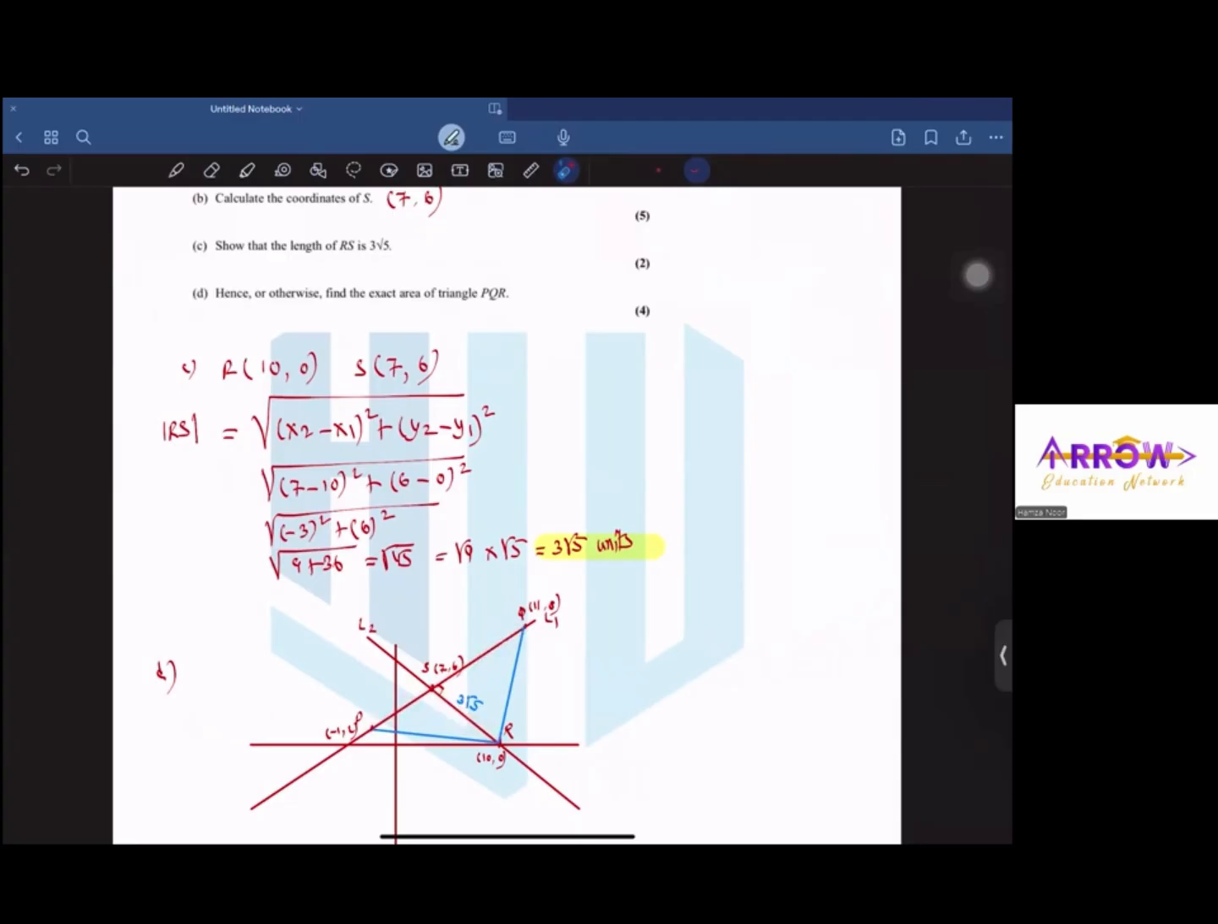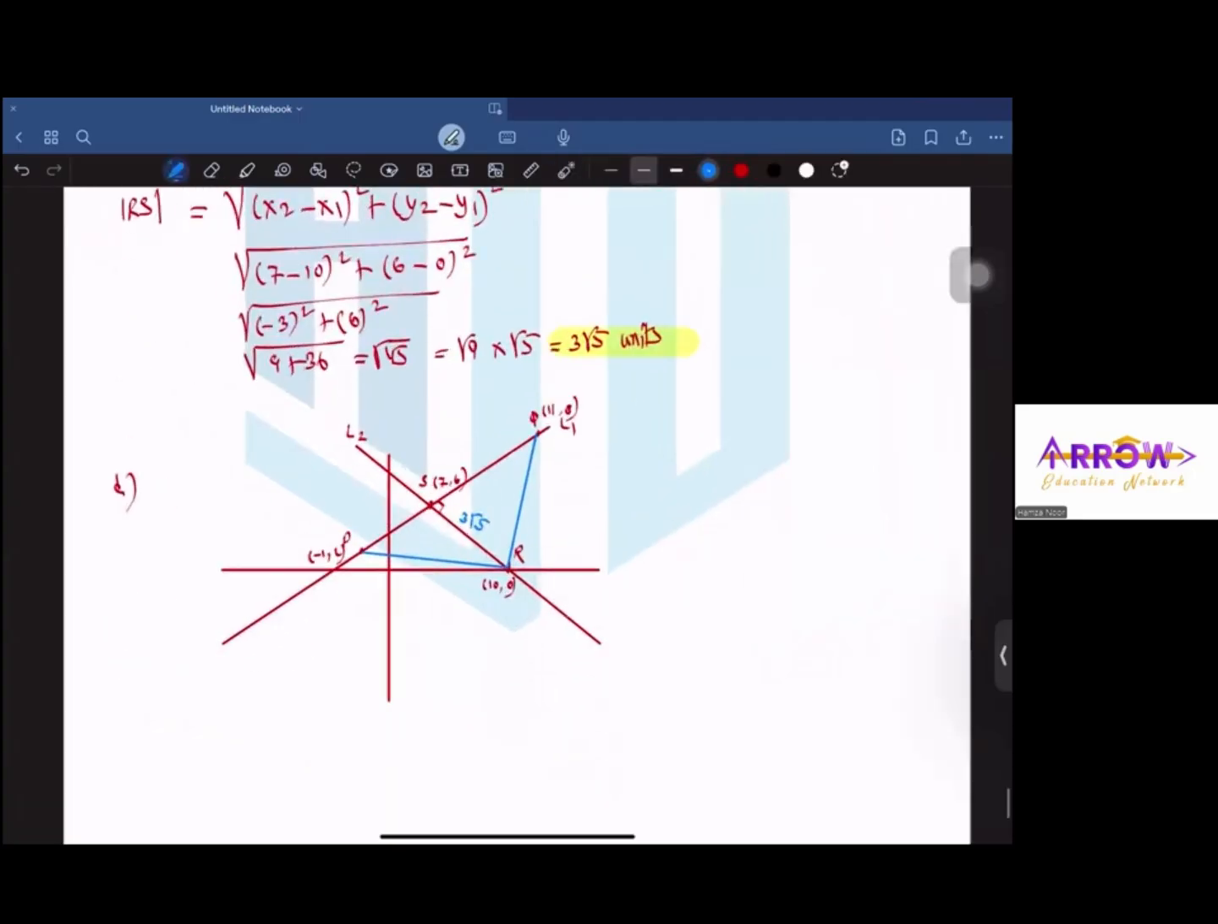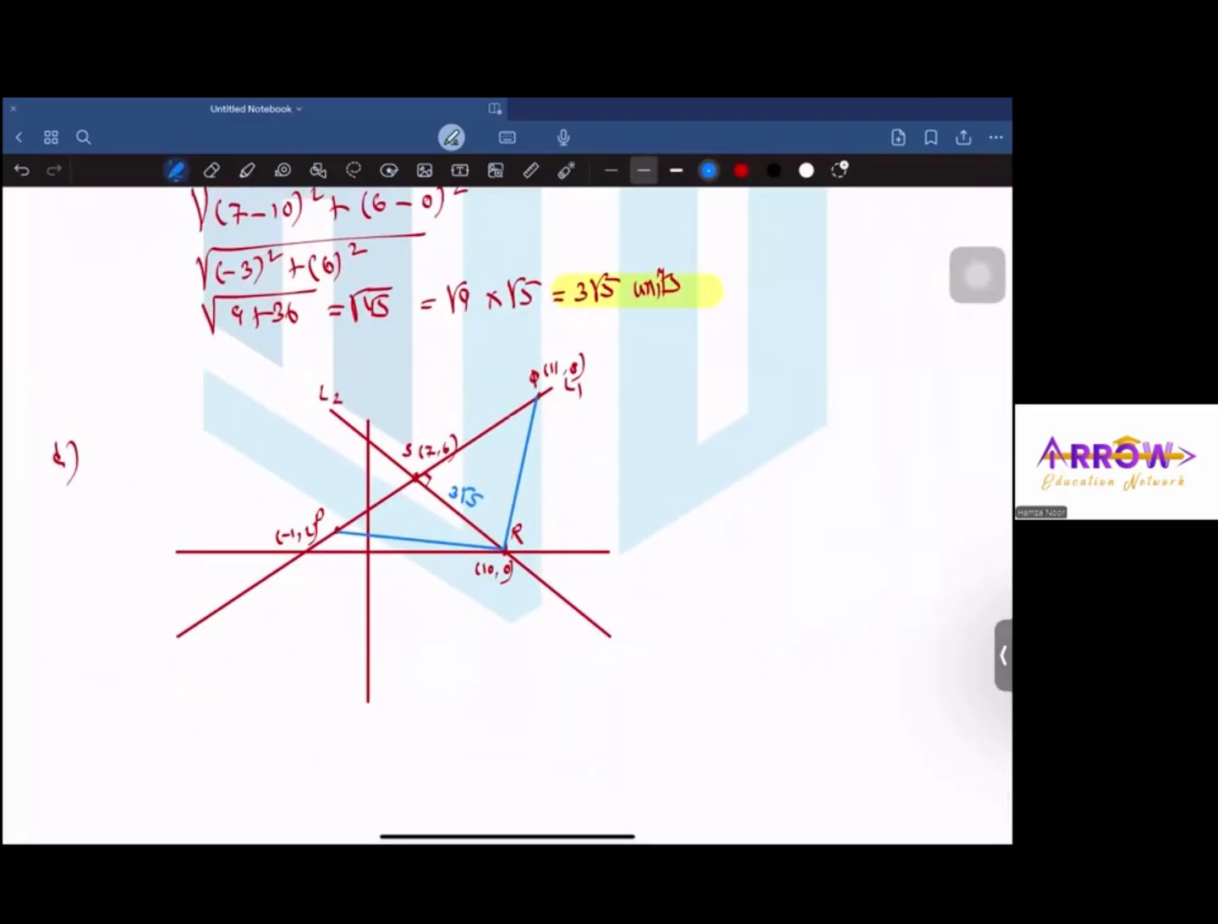All right. So what I can say is that in order to find the area of triangle, half into base into height. Area of triangle PQR, half into base into height. So the base of the triangle is PQ and the height of the triangle is RS. So the length of RS we have already obtained in part C. So I'm going to find the length of the line PQ.